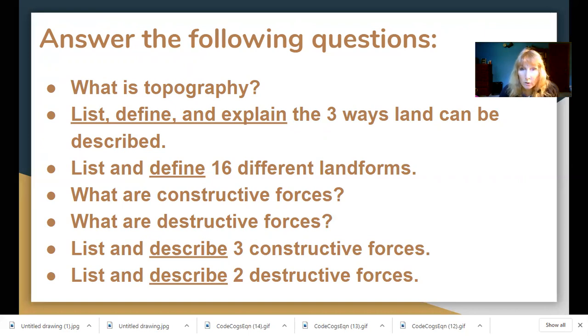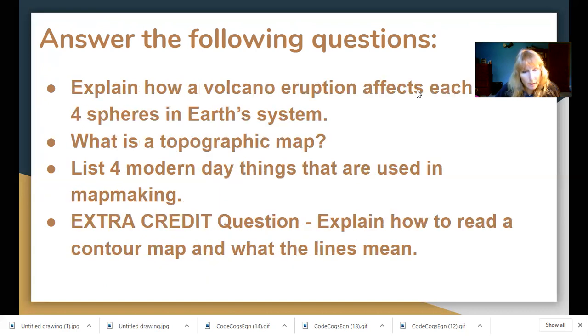You're going to write what are constructive forces? That's a definition. What are destructive forces? That's a definition. You're going to list and describe 3 constructive forces. So not only list them, but describe them as well, right? One of them would be a volcano, right? What else? You're going to list and describe 2 destructive forces, and you're going to make sure you describe them as well as list them.